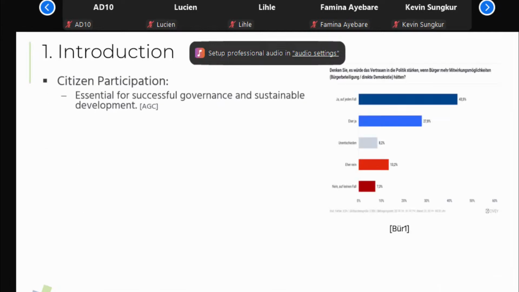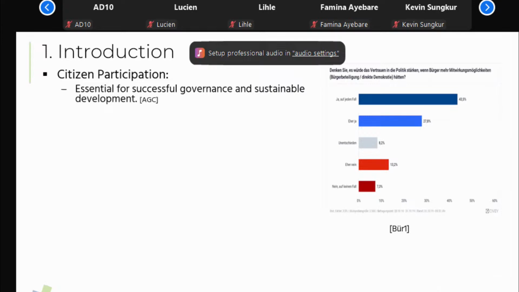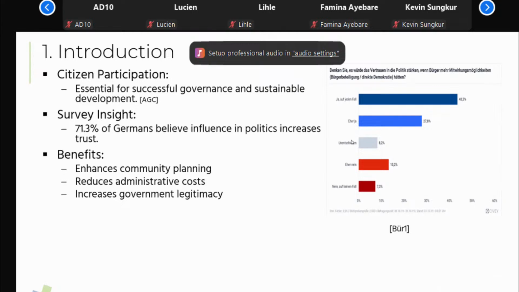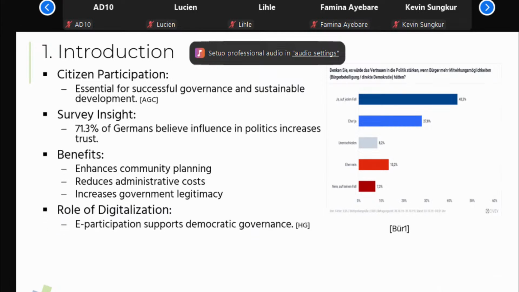Coming to the introduction slide, according to the survey, most successful governance achieves sustainable development through citizen participation. Germans mostly believe in trust in politics through their participation, and this boosts community planning, reduces administration cost, and improves government legitimacy. Citizen participation can be increased by digitalization through e-participation, so that they can also get involved in governance policies.